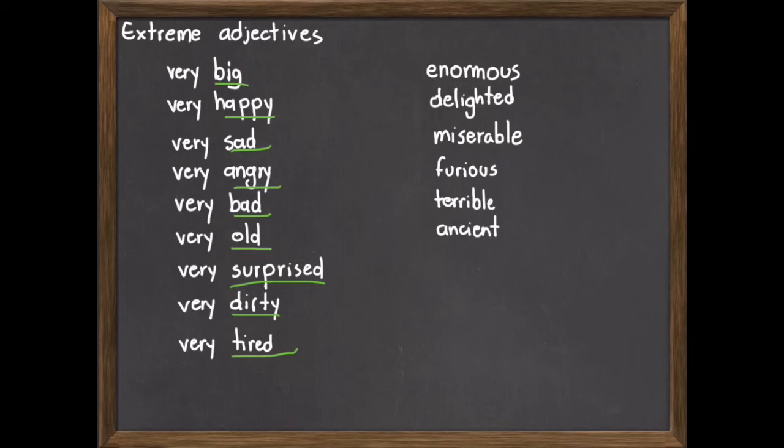If someone's very surprised, that person could be astonished. If something's very dirty, you could say that it's filthy. And if someone is very tired, you could say that person is exhausted. Those are just a couple of examples, but if you want some more, you could investigate, you could look at some dictionaries, some textbooks, or even the internet. Try to look for extreme adjectives and increase your vocabulary.